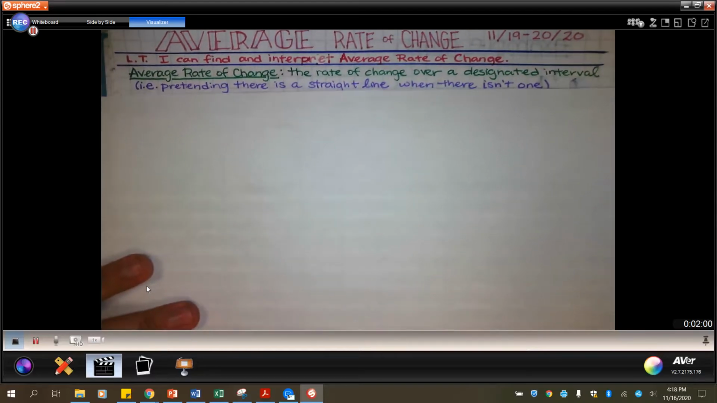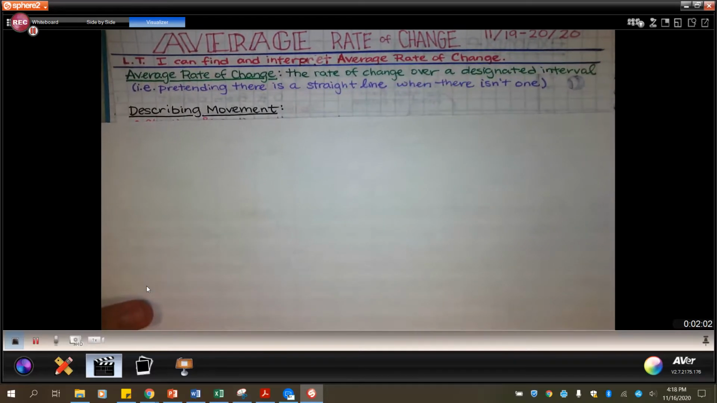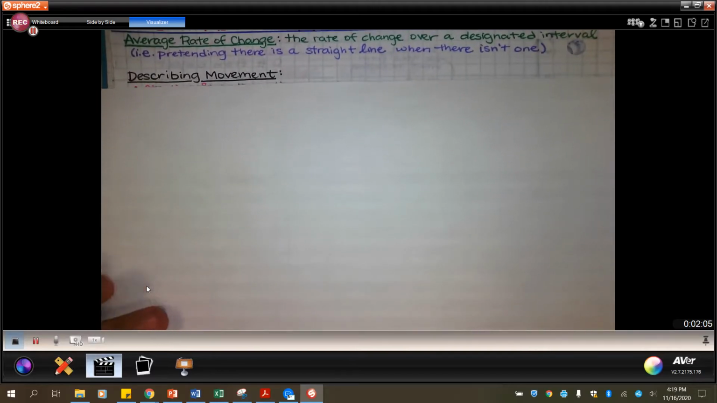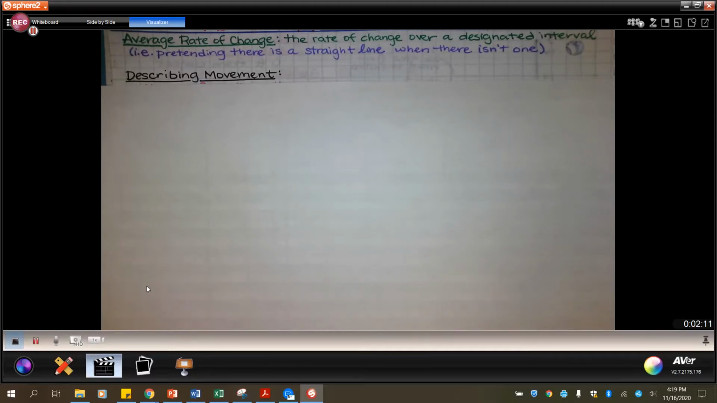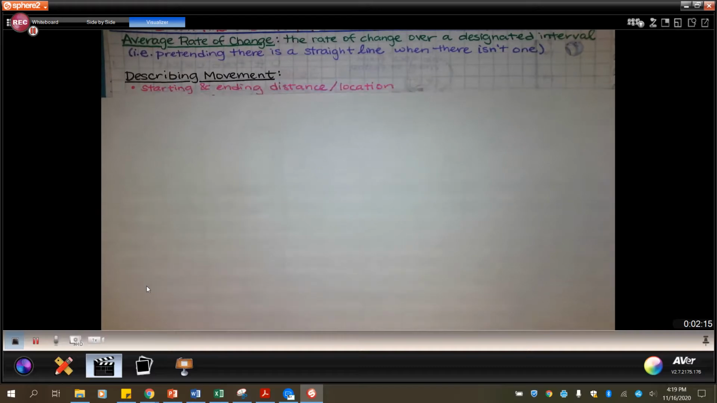Okay, another thing I want to go over real quick is describing movement, because I think people were struggling with that a little bit. So when you describe movement, we're looking for some specific things that we wrote in the notes last time, but now I'll just lay it out for you. So again, starting and ending distance or location. So where did the person or car start in reference to our motion detector or the house or whatever, and where did they end?